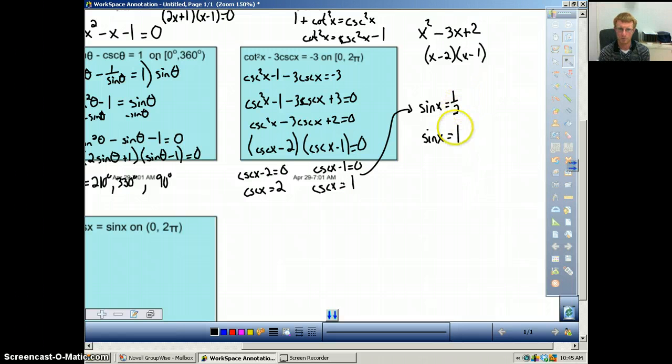Again, I'm not going to go into a lot of detail about when this is true because we've done this, but x right here would be equal to pi. That's one of our solutions. And x up here, when sine is equal to 1/2, would be equal to pi over 3. Actually, I'm sorry, pi over 6 and 5 pi over 6. Okay, so those are our three solutions for this one.